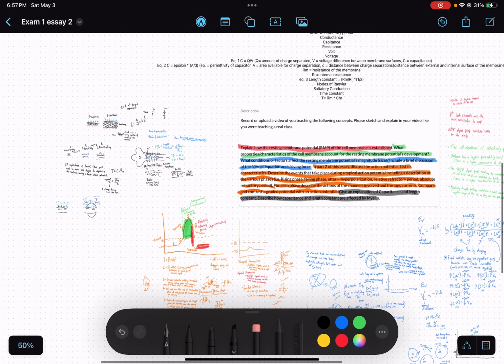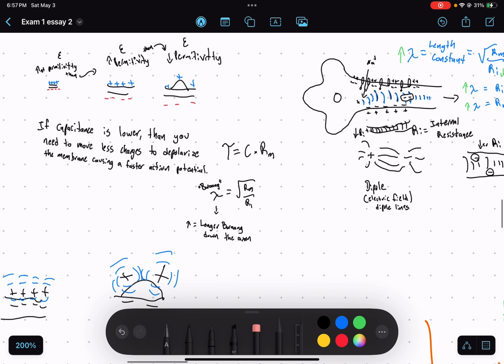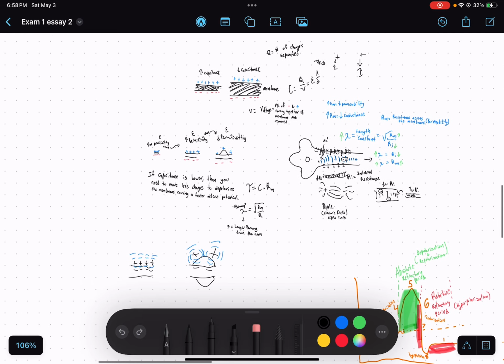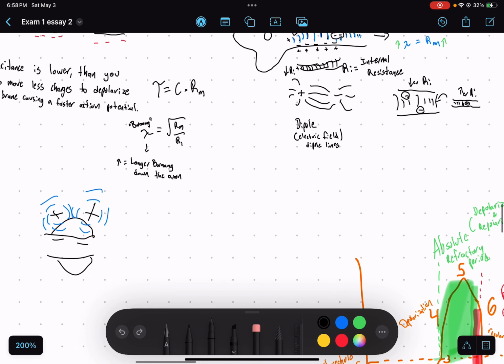So we talked a little bit about capacitance and length constant. Now let's talk about how it's affected by myelin. Real quick, before I do, I just want to talk a little bit about time constant. Time constant is going to equal your capacitance times your Rm. So if you have a larger axon versus a smaller axon, we'll get to time constant after I teach about myelin.